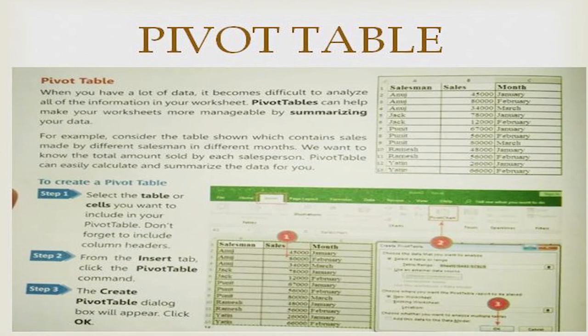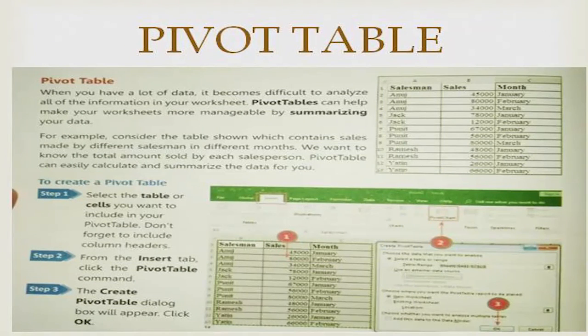Next topic is the pivot table. When you have a lot of data, it becomes difficult to analyze all the information in your worksheet. Pivot tables can help and make your worksheet more manageable by summarizing your data. For example, consider a table which contains sales made by different salesmen in different months. We want to know the total amount sold by each salesperson. So a pivot table can easily calculate and summarize the data for you.